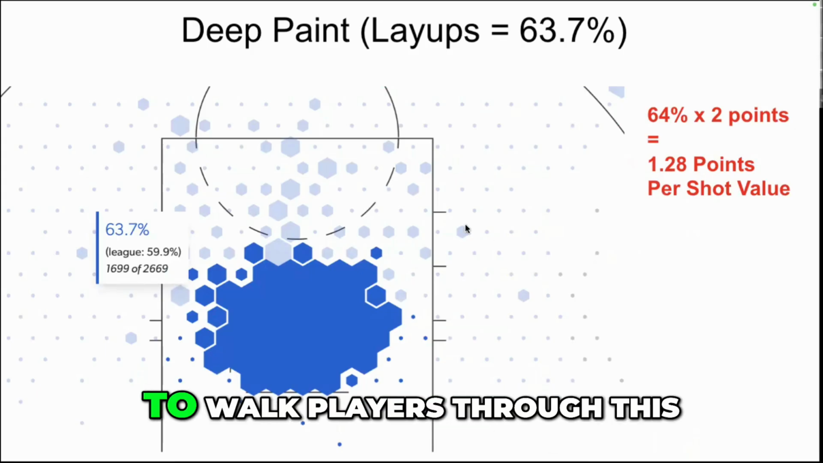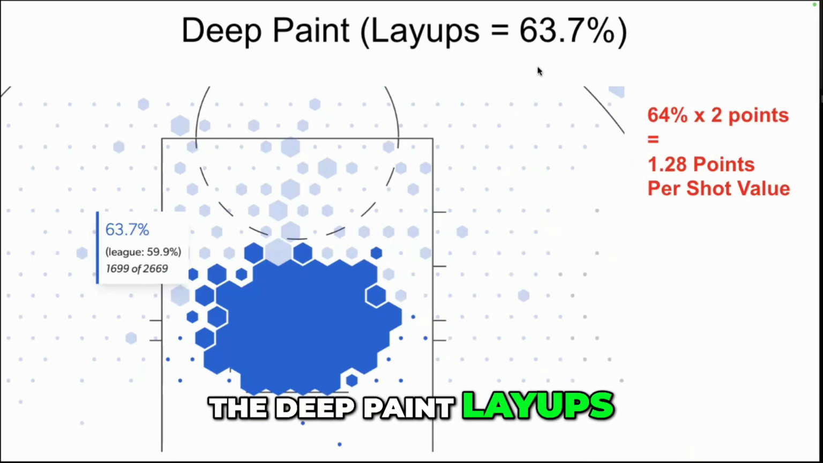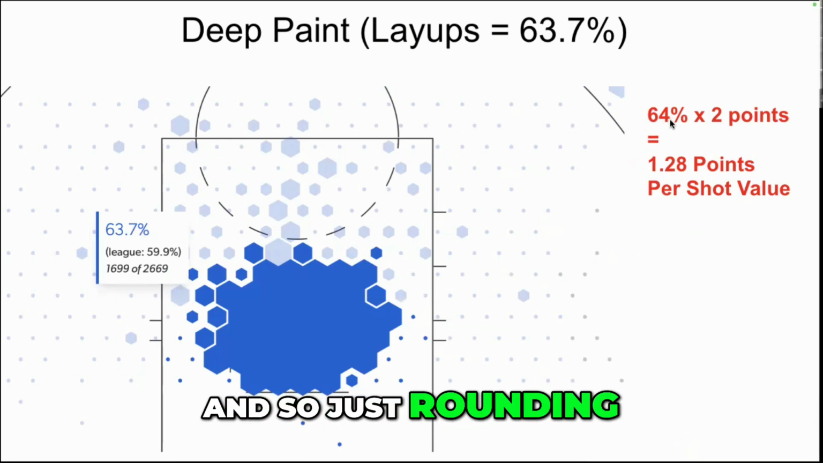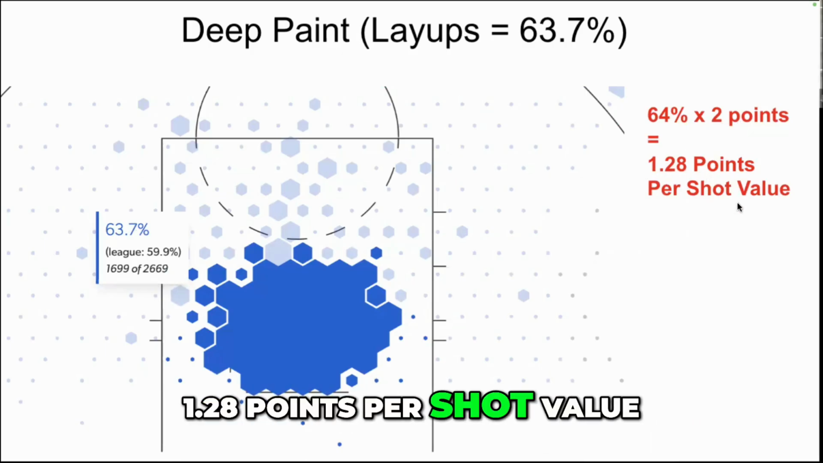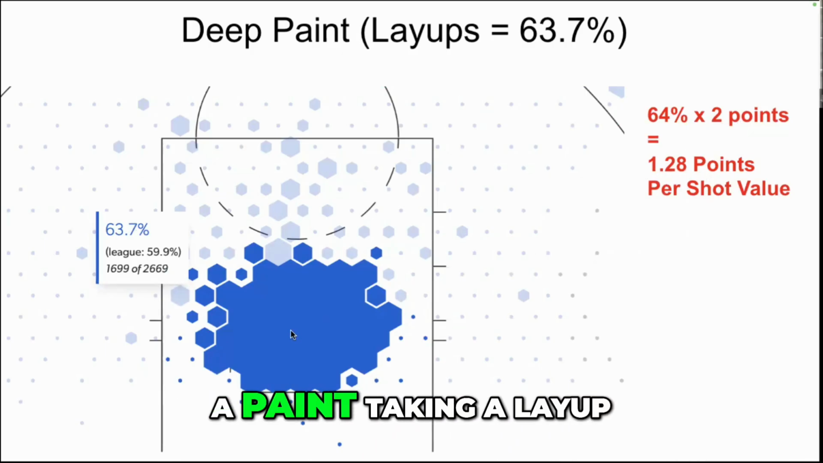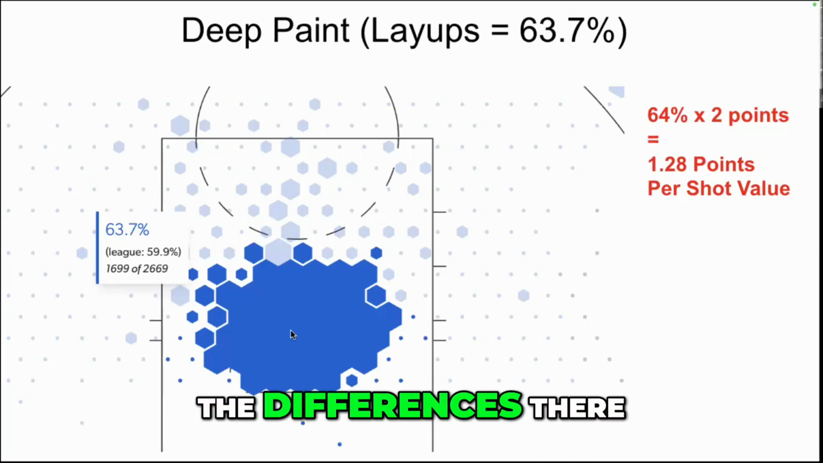And so I try to walk players through this. So 63.7% is what I was looking at. The deep paint layups, right? And so just rounding that up for easier math, 64% times 2 points, 1.28 points per shot value, right? Every time they were in the paint, taking a layup, even though it's contested a lot of the time, which we'll talk about the differences there, right?